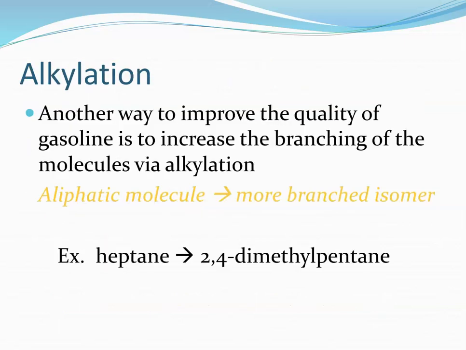Alkylation improves the quality of gasoline by increasing the branching of the molecules. Aliphatic molecules are turned into more branched isomers. An example would be the reaction of heptane to form 2,4-dimethylpentane.